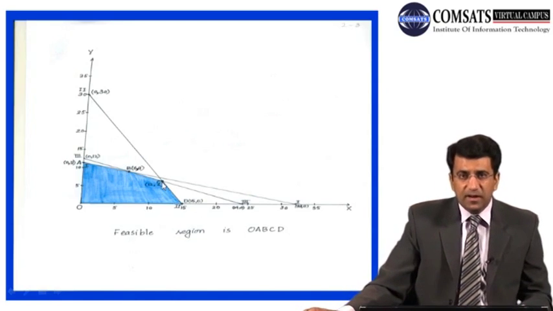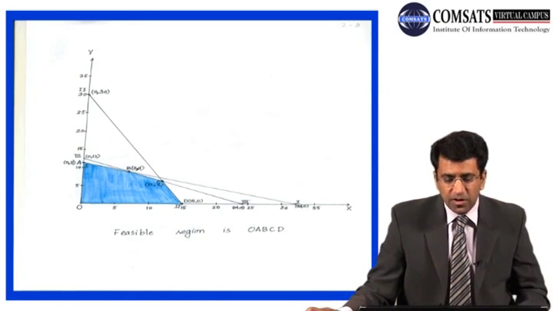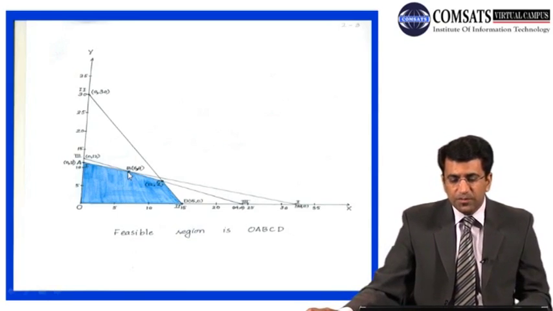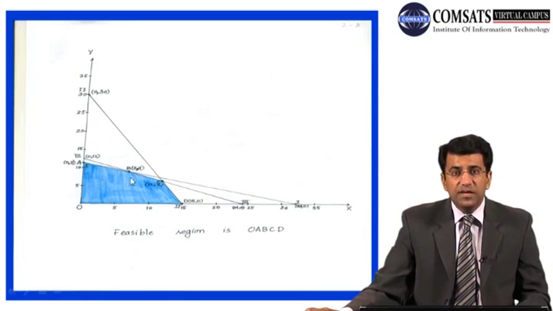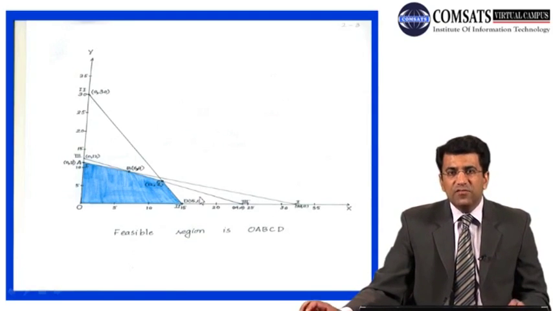As you can see, class, from this particular graph, this point B is the intersection of this line and this line, that is the line number 3 and line number 1. So point B, please remember, is the intersection of line 1 and line 3. So in order to find the value of B, we'll have to solve equation 1 and 3.